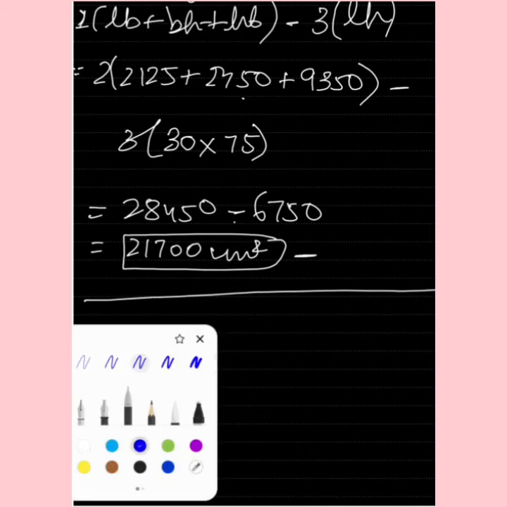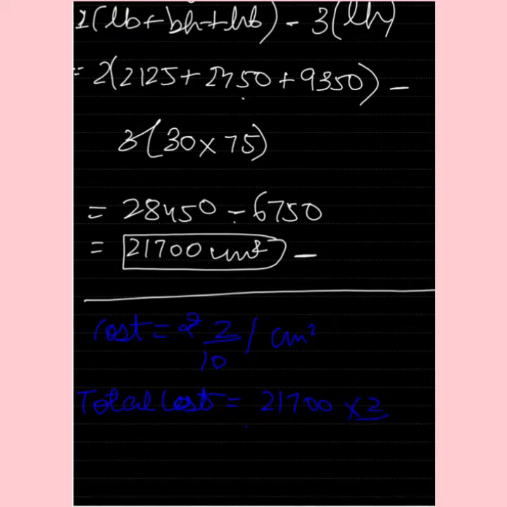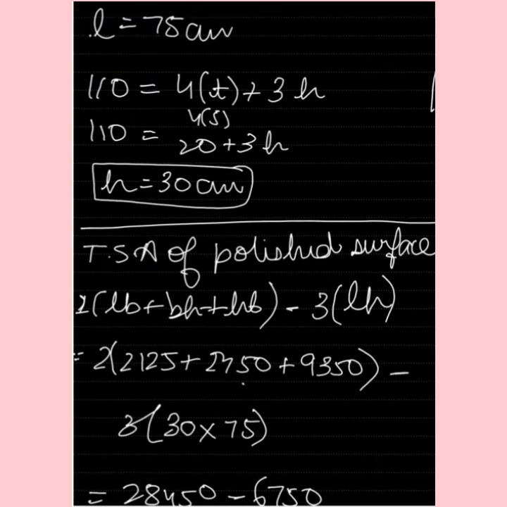Now therefore cost was rupees 2 upon 10 per centimeter square. So total cost will be equal to 21700 into 2 upon 10, that is equal to rupees 4340. Okay, now let us see the other part of the question.